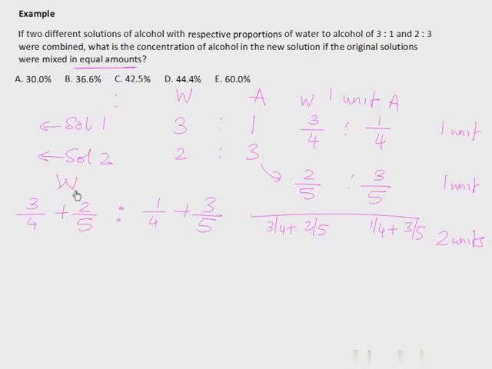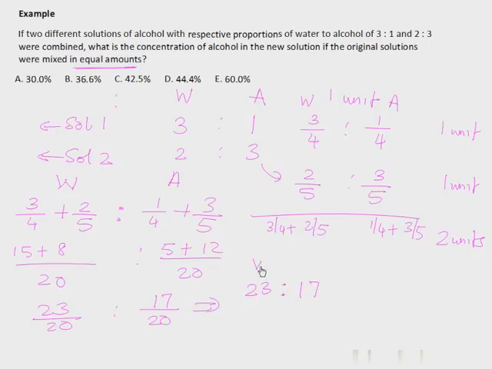That's the ratio of water to alcohol in a mixture of these two solutions where equal amounts of the solution were taken. Well, LCM is 20. I get 15 plus 8. LCM is 20. I get 5 plus 12. So that works out to 23 over 20 is to 17 over 20, which is a ratio of 23 is to 17. Water to alcohol in the mixture is in the ratio of 23 is to 17.